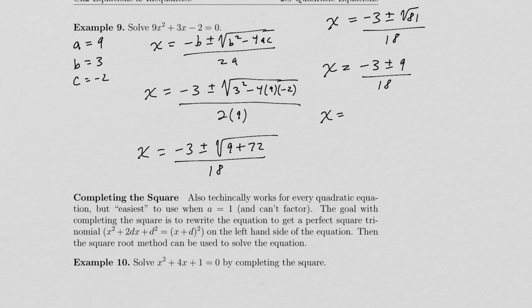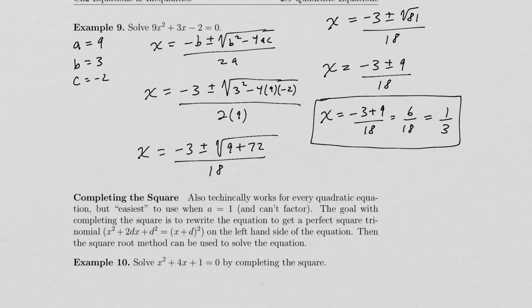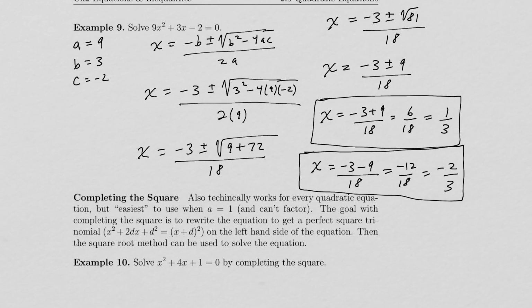So one solution is negative 3 plus 9 over 18. Well, that'll be 6 over 18, which is 1/3. So one solution is x equals 1/3. So we got a real number solution. And the other possibility is x equals minus 3 minus 9 over 18. That's negative 12 over 18, and 6 goes into both of them, so that's negative 2/3. So in this case, we happen to get 2 real solutions. But it wasn't easy to factor, so we had to use the quadratic formula.